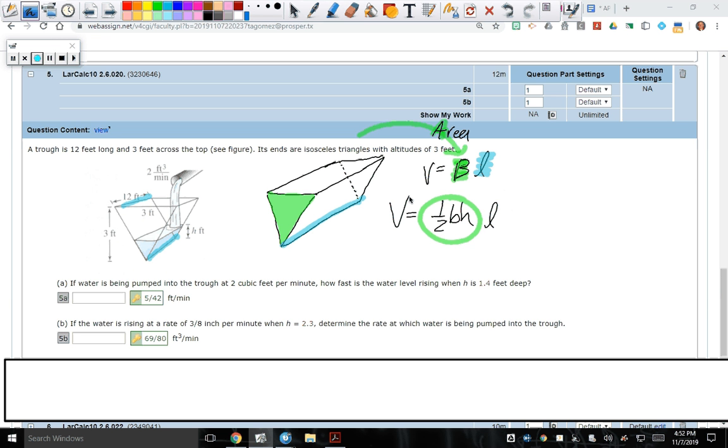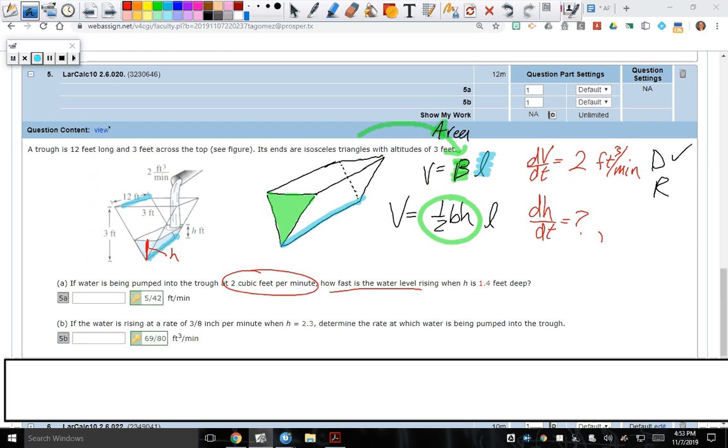Now, I ask myself, because I have the diagram, remember the acronym, the diagram, the rates given or unknown. Part A is asking us if water is being pumped into the trough at this rate. We know that dV/dt is a positive 2 because it's being pumped in, and it's cubic feet per minute. We're looking for how fast is the water level rising. So this level right here, we're going to call it H. How fast is this level rising when H is equal to 1.4 feet?